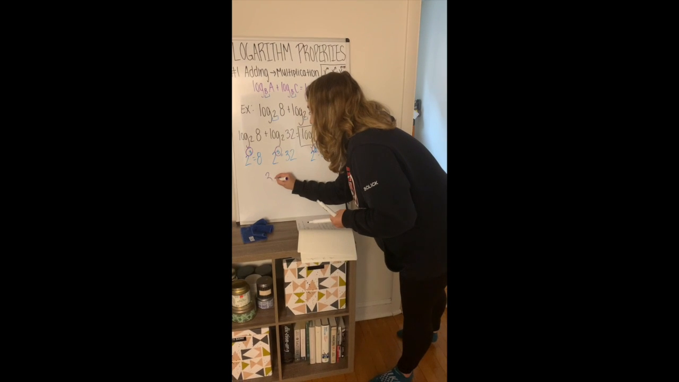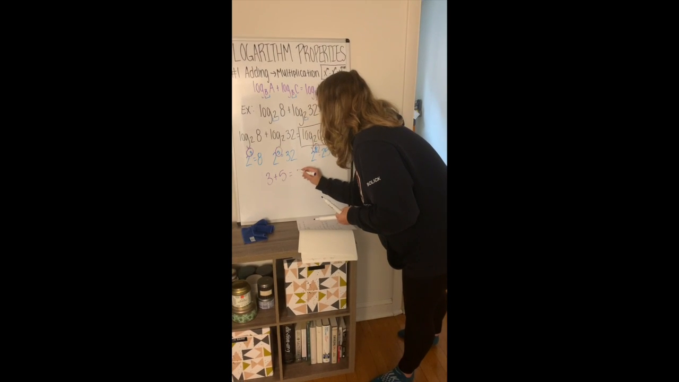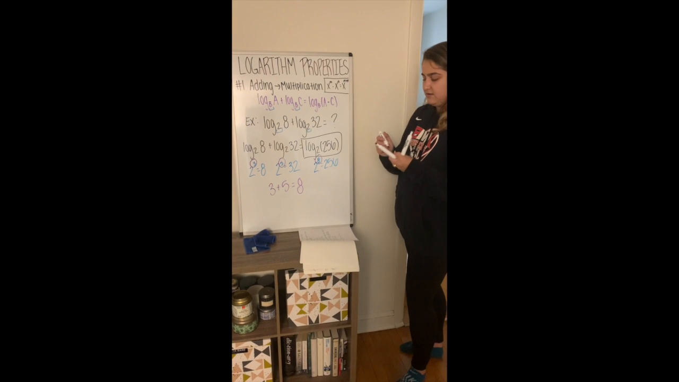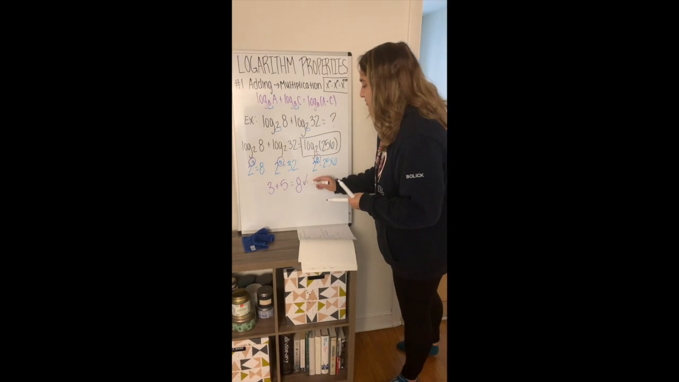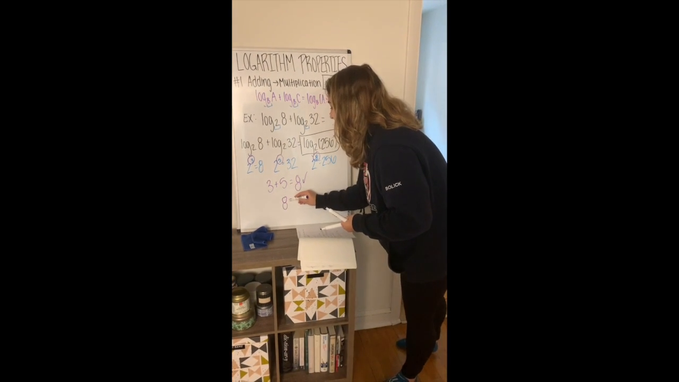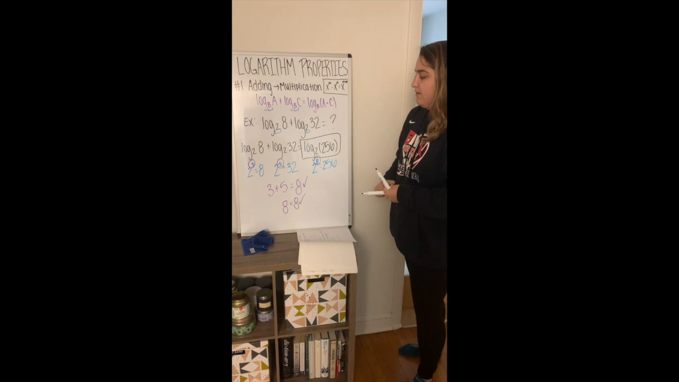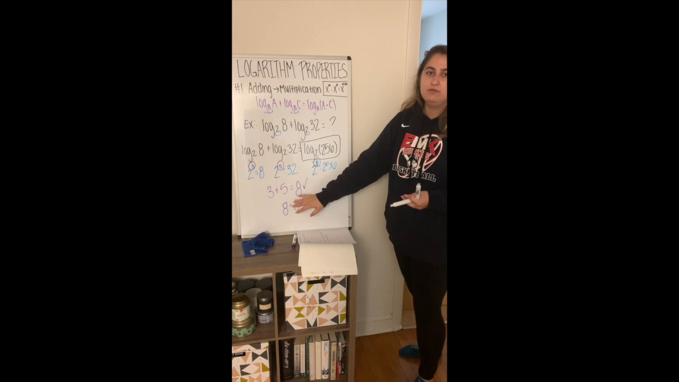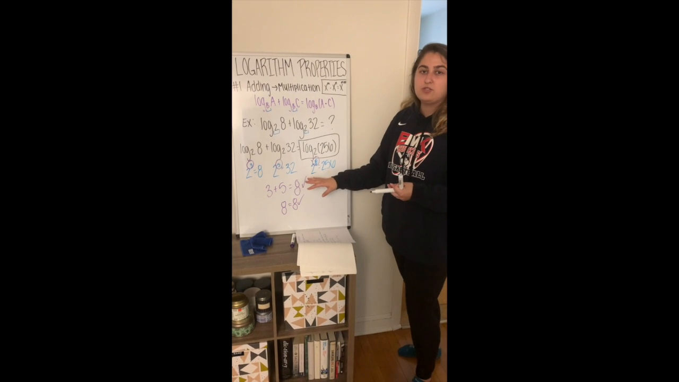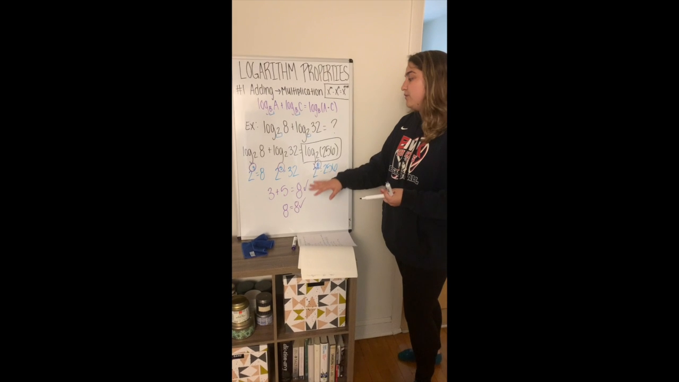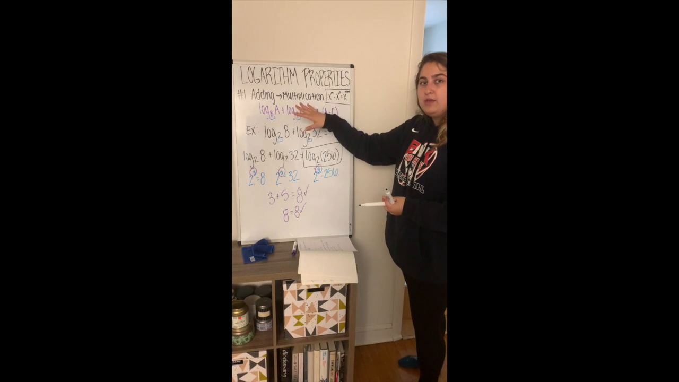This really just means 3 plus 5 equals 8. So that's how the rule works, because 8 equals 8. So if all of this stuff down here confused you, don't worry about that. I just wanted to kind of give you some background of where this rule came from.